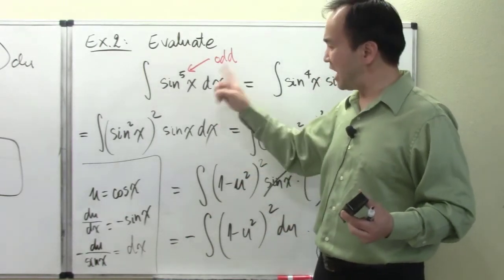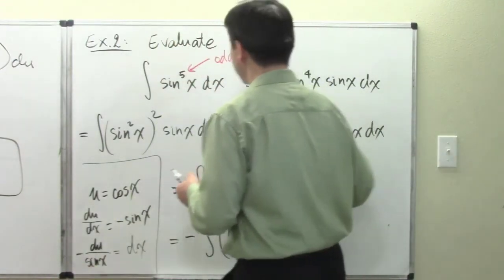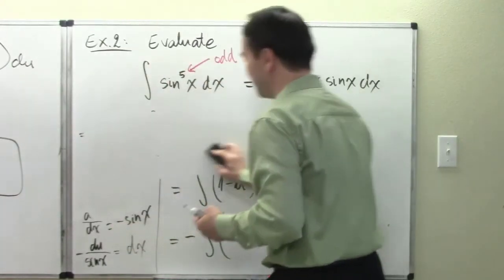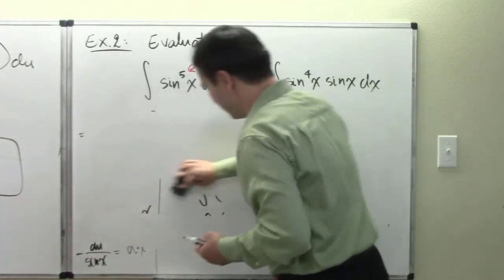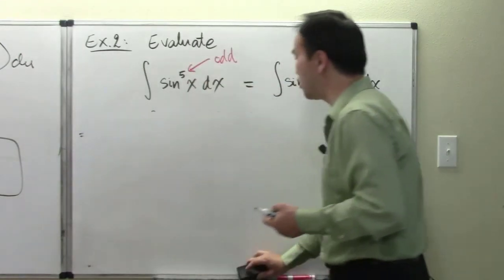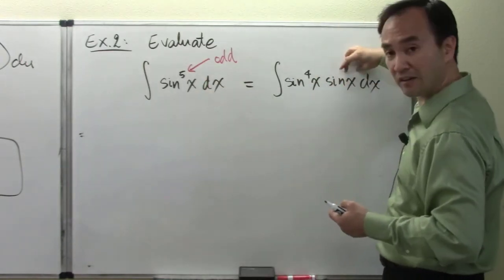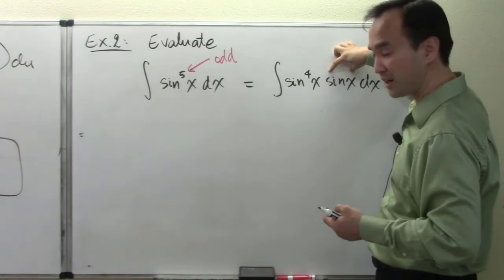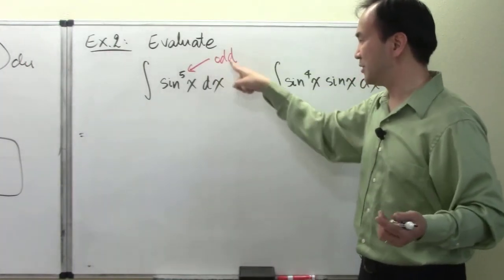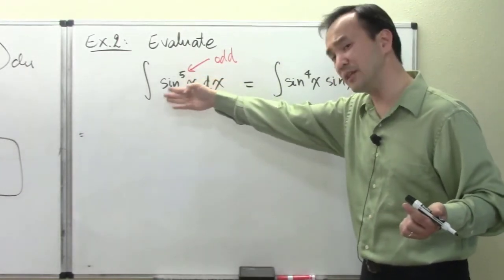So now the idea is that I put the word odd here to specifically address that this method I just showed only worked. The method where we separated out one sine, either sine or cosine, only worked when our function here was an odd power. So it could be sine here, it could be cosine here.